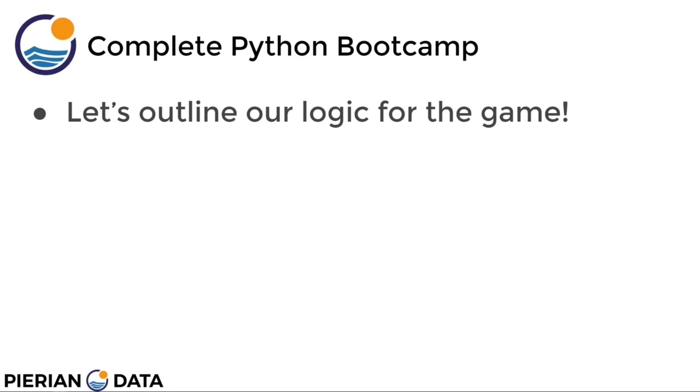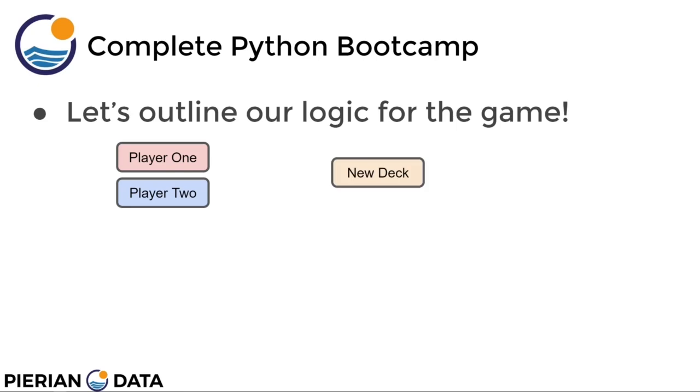Okay, so let's outline our logic for the game. We're going to do this visually. So the first thing we have to do is create 2 instances of the player class, player 1 and player 2. And essentially these will both be computers. And then we're going to create an instance of a new deck. And recall, a new deck has everything perfectly in order.